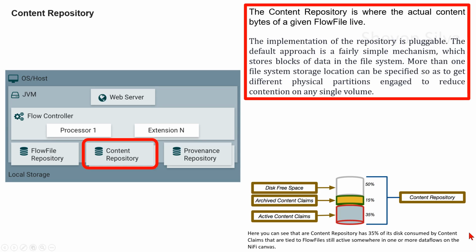These two properties are enforced using an OR policy. Whichever max occurs first will trigger the purging of the archive. Here you can see the content repository, and disk free space is 50%, archived content claims 15%, and active content claims 35%.